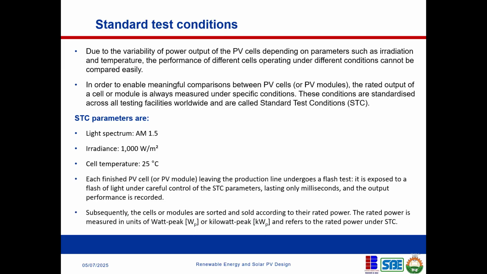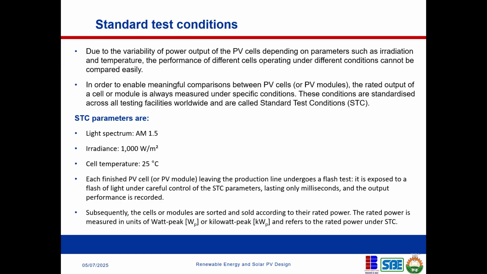Each finished PV module or PV cell leaving the production line undergoes a flash test. It is exposed to a flash of light under careful control of the standard test conditions parameters, lasting only milliseconds. It's not even up to 1 minute, 1 second, milliseconds. And then the output performance is recorded. This output performance is what is now labeled as maybe 300 watts, 400 watts, 500 watts, or whatever the case may be. Subsequently, the cells or modules are sorted and sold according to their rated power.